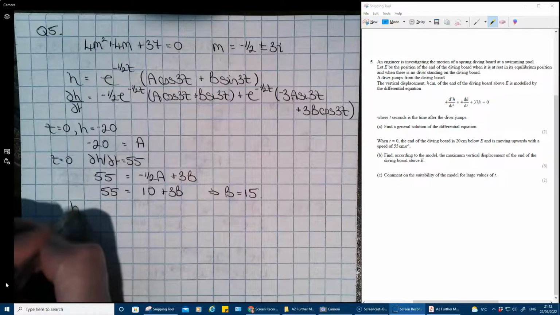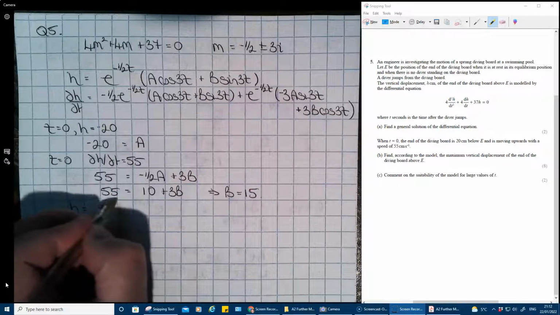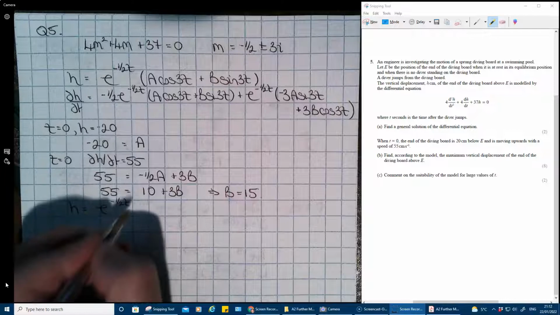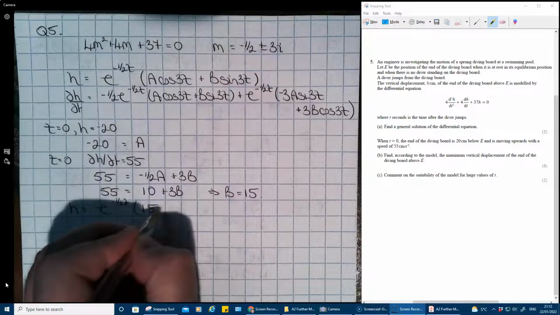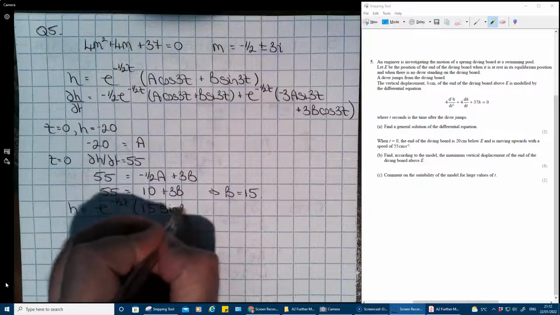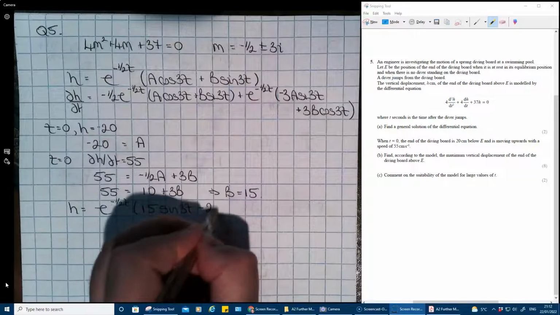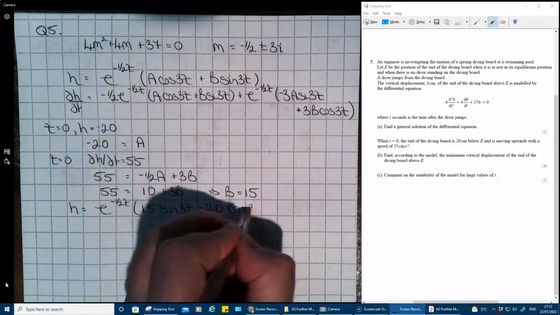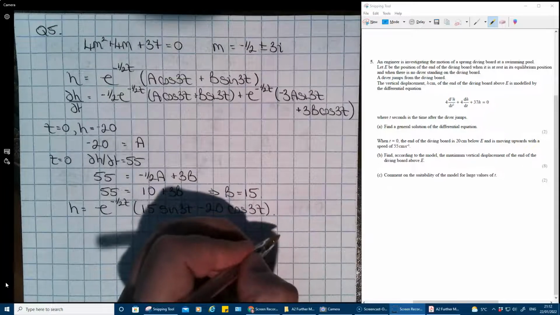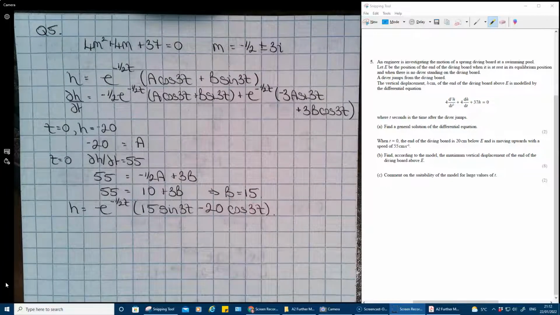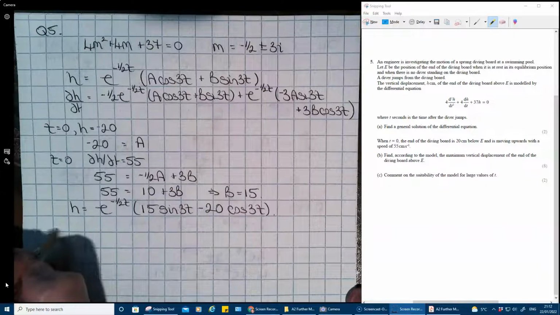Okay, so I've got h equals e to the minus a half t times 15 sine 3t. Okay. Find, according to the model, the maximum vertical displacement. So I want to know when dh by dt is 0.